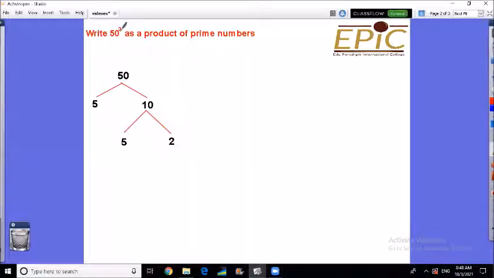Ignore the power right now. Ignore the exponent. So let's imagine that it's only 50. Okay, that is going to be so easy. 50 is going to be 5 times 10, and I'm going to circle the 5 because it's a prime number. The 10 is going to be 5 times 2. I'm going to circle the 5 and the 2 because both of them are prime numbers.